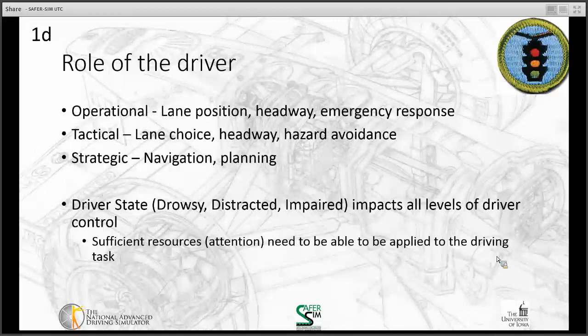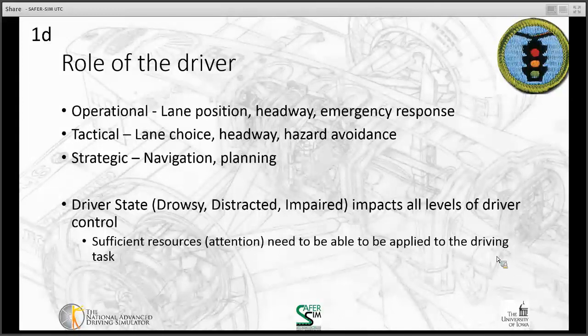Tactical is that next step down. So now I've decided how I'm going to get from point A to point B. I now need to decide which lane I'm going to be in. Where am I going to be in that lane? Do I want to be near the center line? Do I want to be near the shoulder? How much space do I want to leave with the vehicle in front of me? And hazard avoidance. And so those are at the higher level.